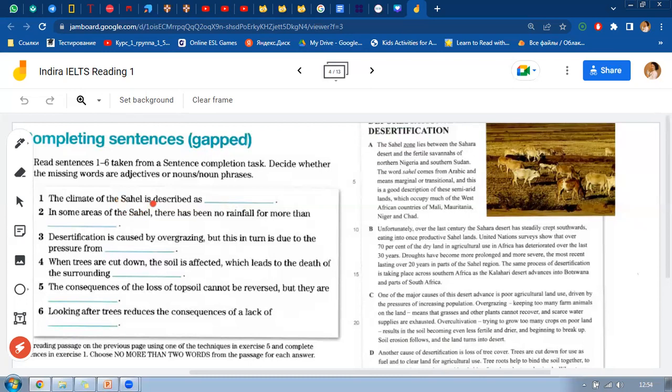So we have "described as." Described as is a kind of description, right? So you need to find the description of the climate. Climate can be the same word in the text, or it can be weather or something like that, or maybe there will be no word like climate there. But anyway, you can find Sahel because it's a name with a capital letter. It's very easy to find, and also "described as."